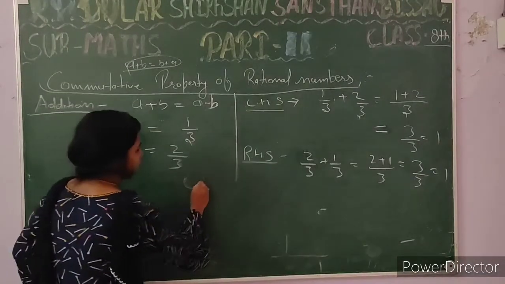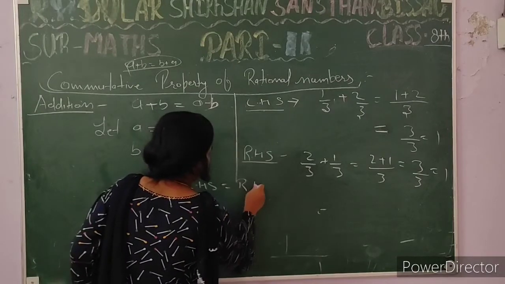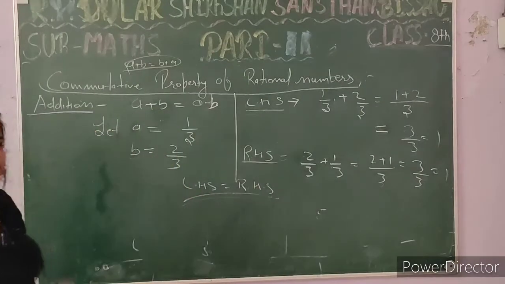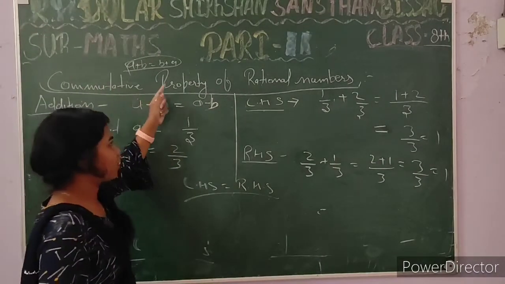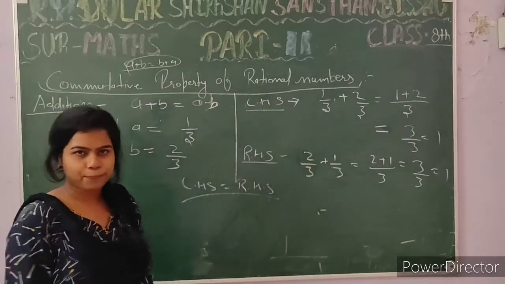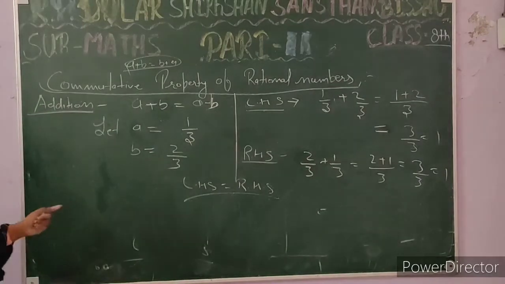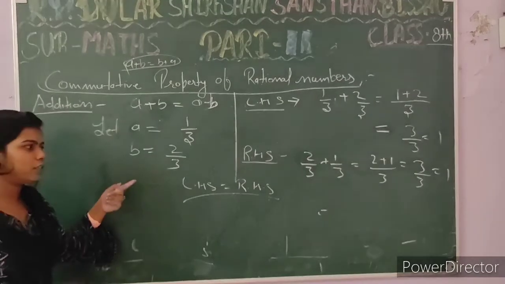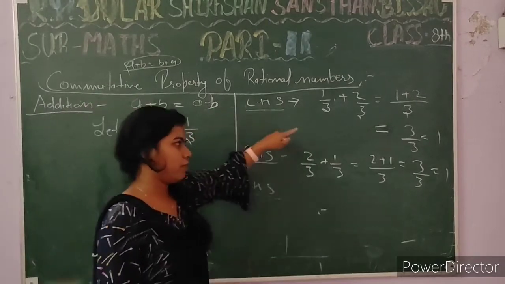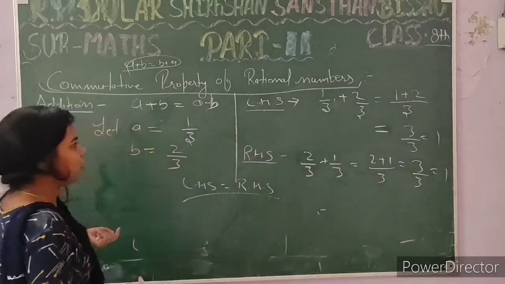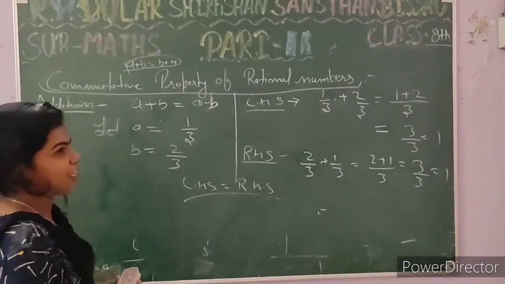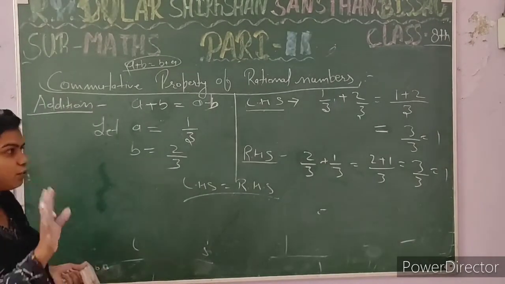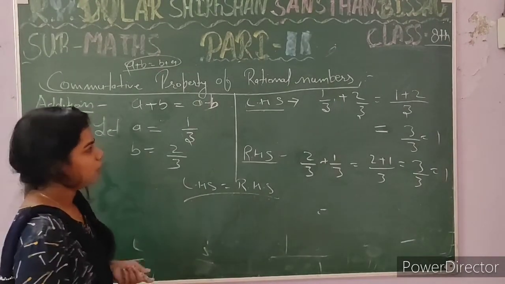If LHS and RHS are the same, then we can say that the commutative property of rational numbers on addition is satisfied. For addition, the commutative property of rational numbers is satisfied. Then, as homework, I give you two examples: if the denominators are the same and if the denominators are not the same, you have to do two examples of each method.